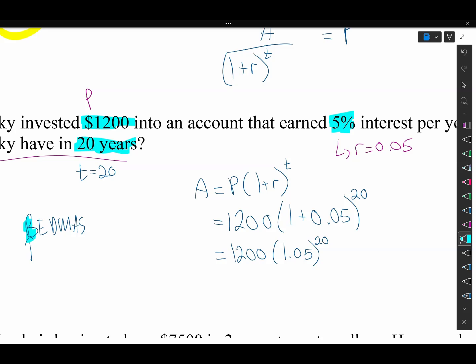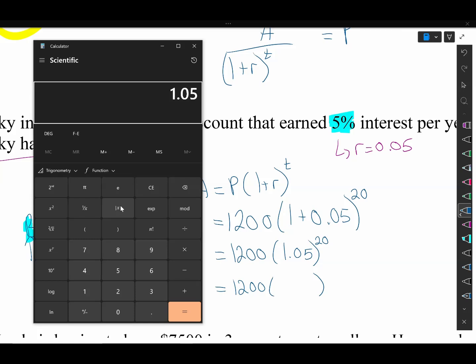Next, I'm looking for exponents. Do I have an exponent? Yes, my exponent is 20. I need to apply that exponent next. So if I'm applying that exponent, I'm bringing down the 1,200 for the ride, and I'm putting into my calculator 1.05 to the power of 20. 1.05 to the exponent 20. Now your exponent button might look a little bit different than mine. Mine looks like this. This is the most common one, x to the exponent y. That's the button you press, and then 20.